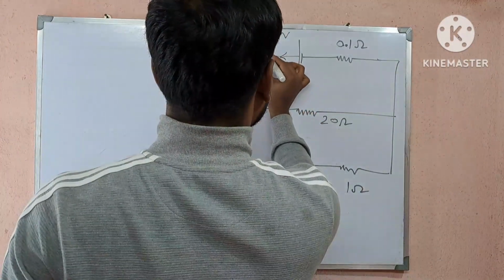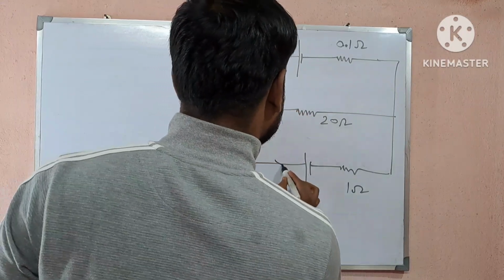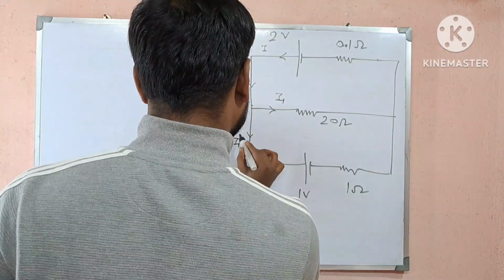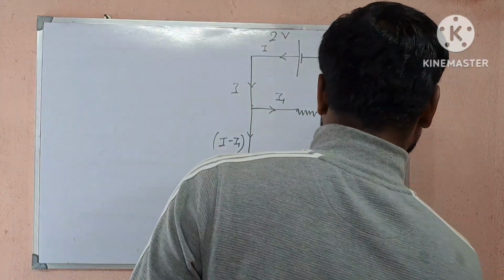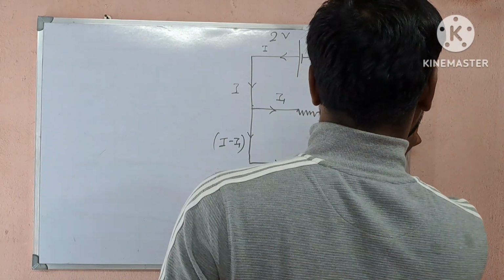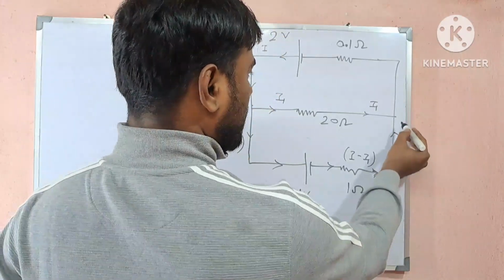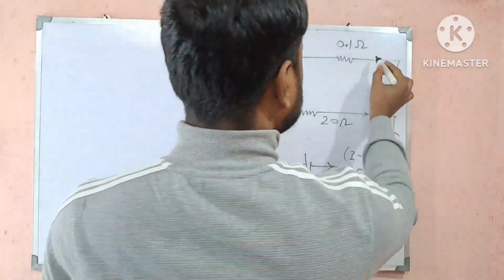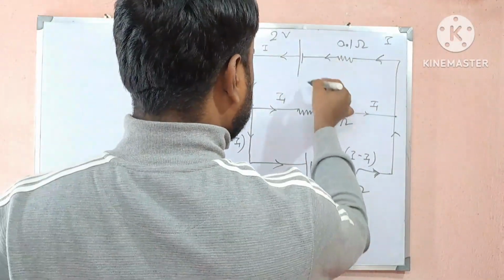So let's say this is I, this is also I. Now it will be I1 here, and here it will be I minus I1. So here it will also be I minus I1, and through this one is I1. So this one is I1, and from this branch it will be I minus I1. Here they will add with each other, and here it will be I again. Okay. So we'll apply KVL here.